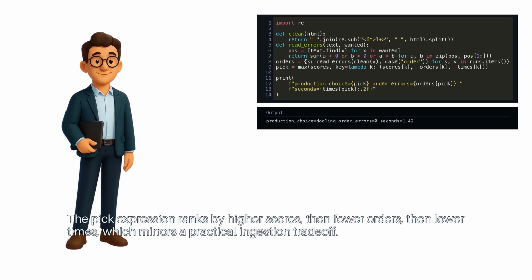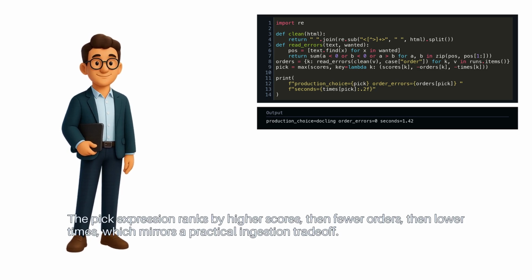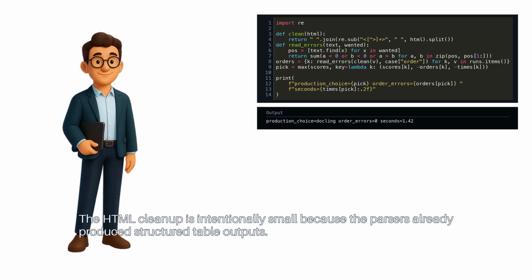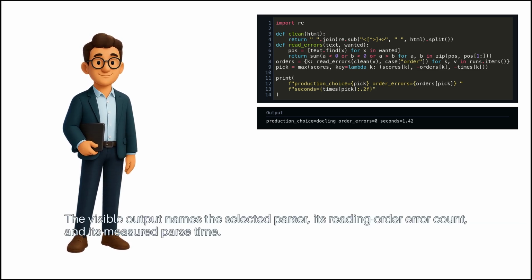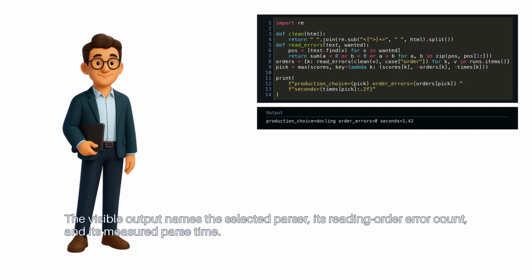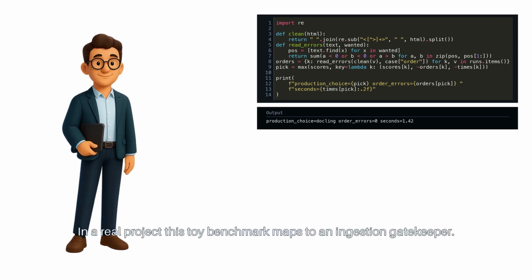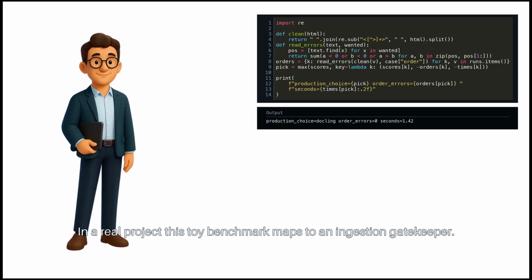The pick expression ranks by higher scores, then fewer orders, then lower times, which mirrors a practical ingestion trade-off. The HTML cleanup is intentionally small because the parsers already produced structured table outputs. The visible output names the selected parser, its reading order error count, and its measured parse time. In a real project, this toy benchmark maps to an ingestion gatekeeper.